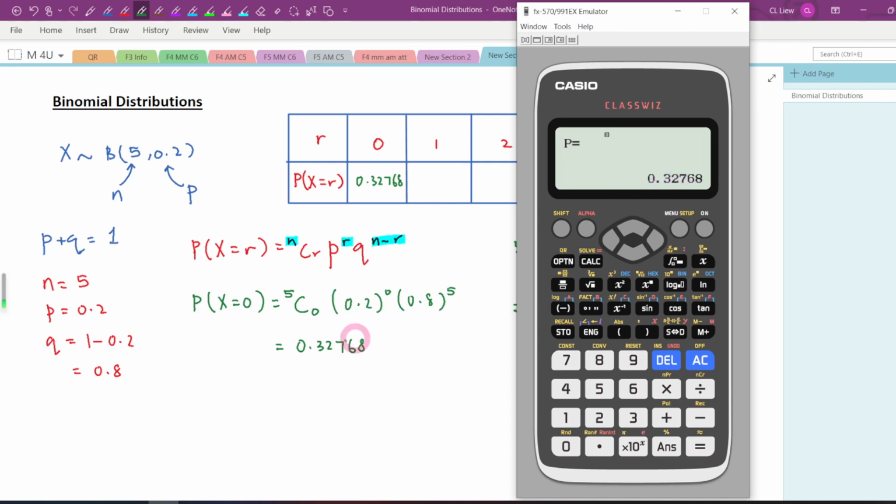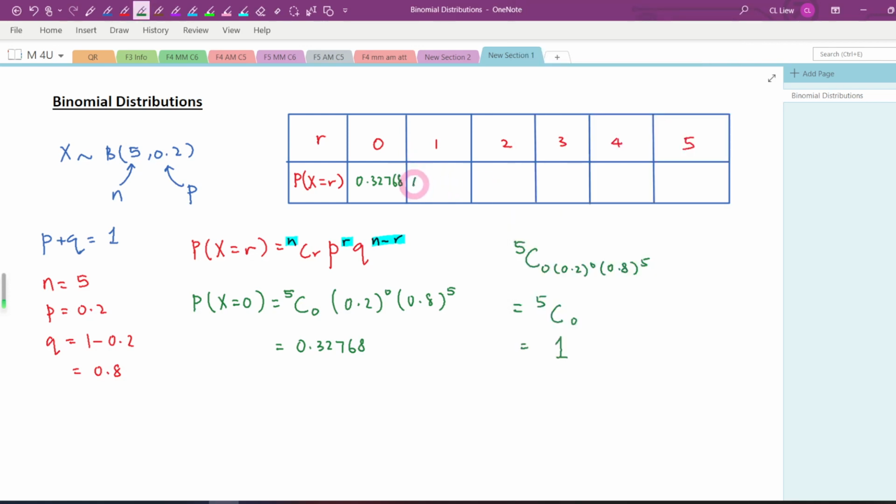This is our answer, 0.32768. Okay, so if you want to calculate x equals 1, you press 1, and the rest you don't have to change, all the values are still there, press equal. 0.4096. You can pause your video, try to use this function and complete the rest of this table. You should be able to get all these values right now.